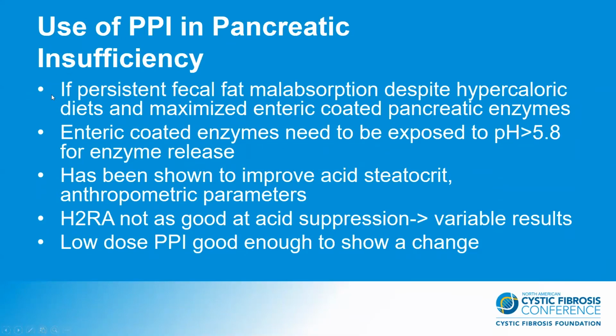Based on the data, I would say that if persistent fecal fat malabsorption is present despite hypercaloric diets and maximized enteric-coated pancreatic enzyme dosing, you should consider acid suppression, because enteric-coated enzymes need to be exposed to a higher pH for enzyme release, and we know that CF patients may have a lower duodenal pH, and that there has been some data showing that acid suppression does improve acid steatocrit or markers of fat malabsorption, as well as anthropometric parameters.